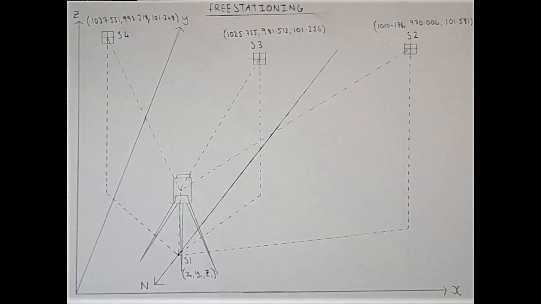The method of freestationing is demonstrated in this sketch. Freestationing requires the user to backsight to at least two known control points, and from there the total station can determine its location using triangulation by measuring the angles and slope distances between the points. The machine can be set up anywhere by freestationing, provided it can backsight to at least two control points. However, for this video we will use three separate control points.